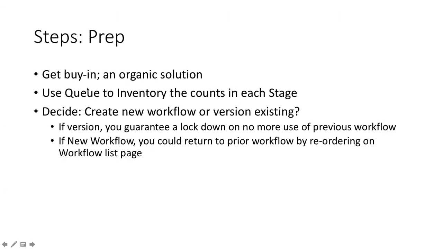So to prepare that, I certainly would communicate a little bit. I would communicate with my data stewards that this was happening. I would just communicate with the parties who would be impacted. I would use the queue, as I mentioned, to get a count of how many things are in which stage. And then based on that, I would make my decision. Do I want a new workflow or do I want to version the existing one? And I had said earlier I would version the definition.